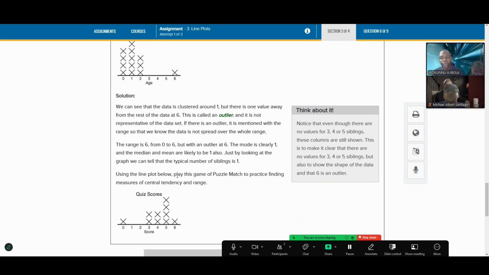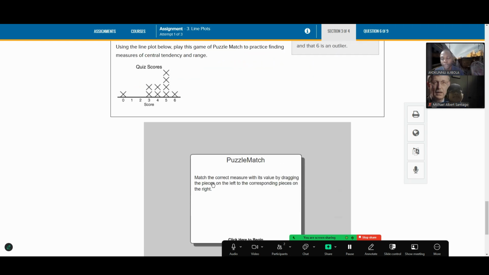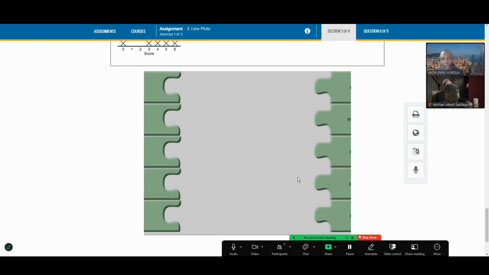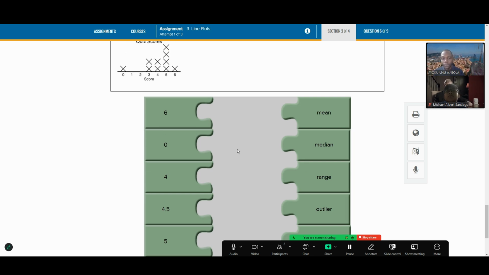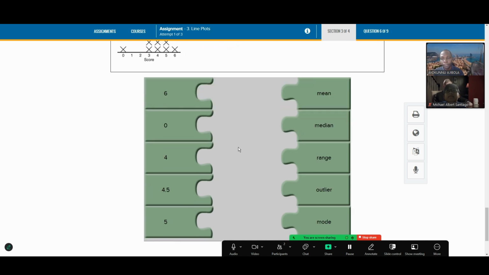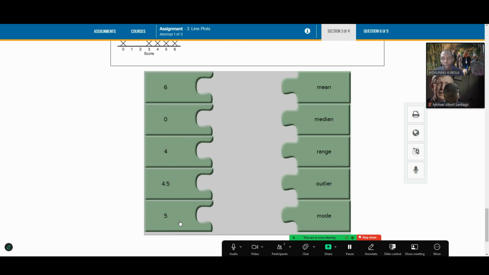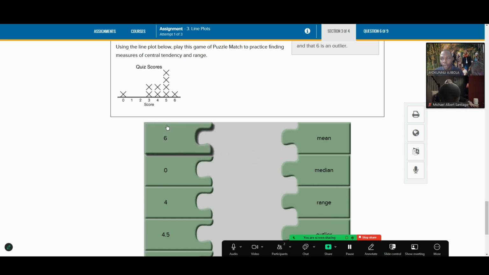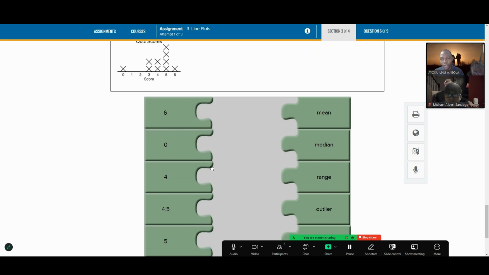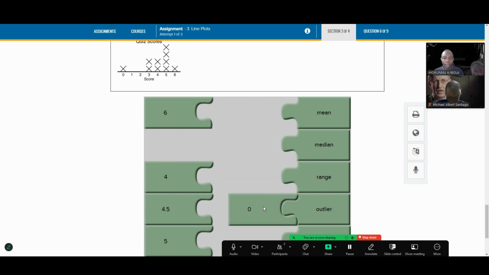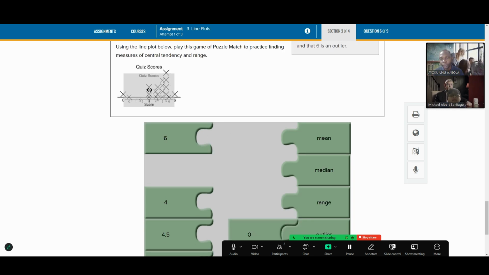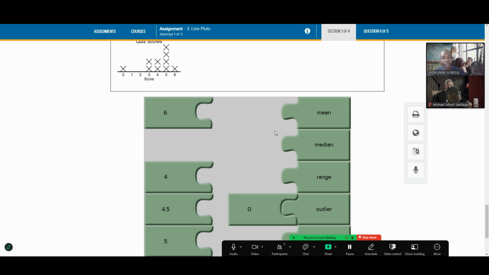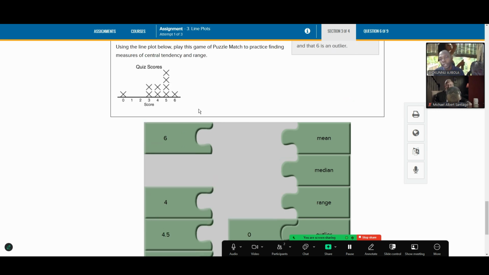So using the line plot, we can play the game puzzle by matching to practice finding measures of central tendency. So let's look at what is going to happen in this quiz. Now let's try to see from the question, we can see the outlier here is 0. Okay, is that clear? Because we have another one here. Good. Then the mean, yeah, the mean is likely to be 5.